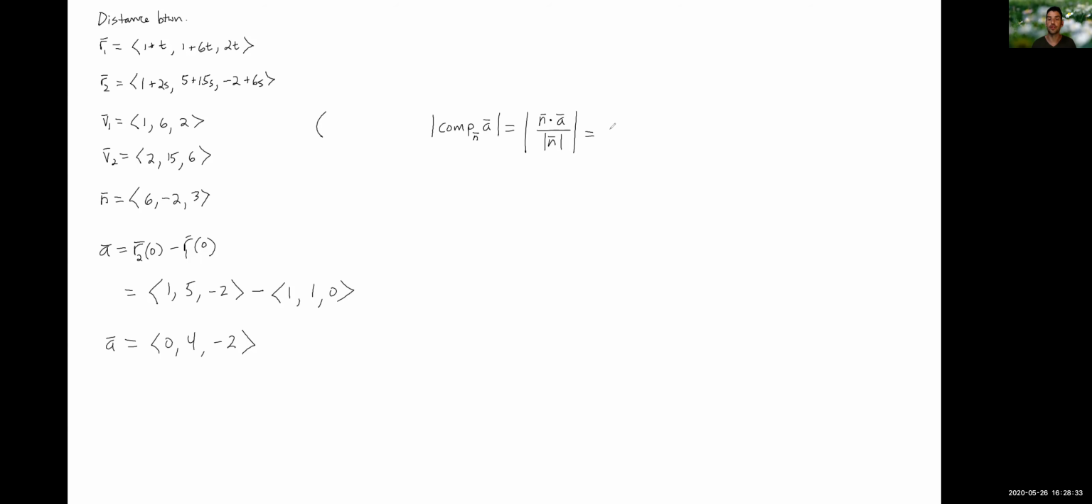And if you work this out, the dot product between A and n gives 0, -8, -6. The magnitude of n, summing the squares of these things, we get the square root of 49, which is 7. So we get -14 over 7, and when we take the absolute value, we get 2. And that is the distance between those 2 lines. Specifically, it's the distance of that perpendicular line segment that connects both of them, or the shortest possible distance between the 2 of them.